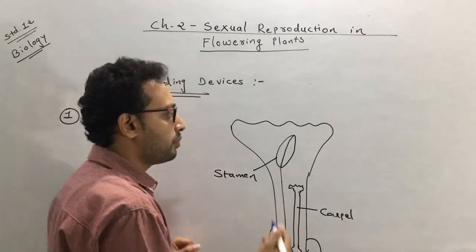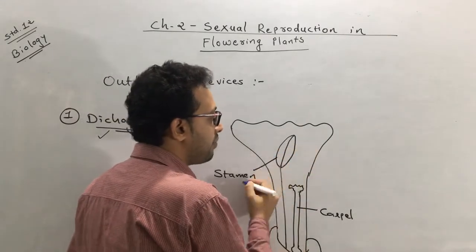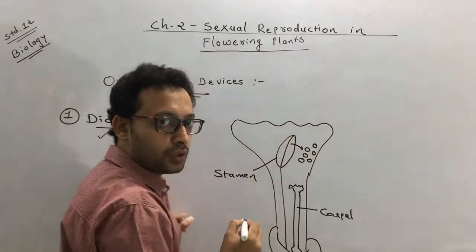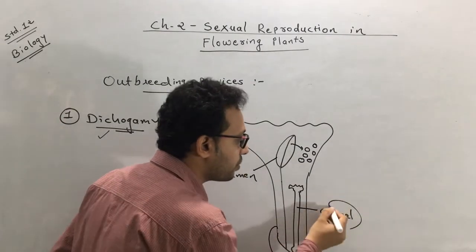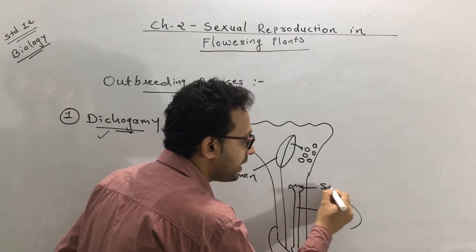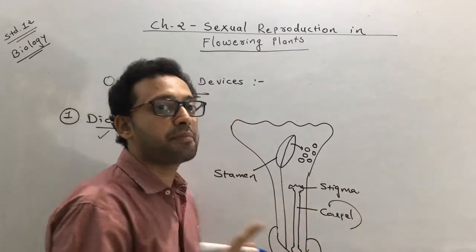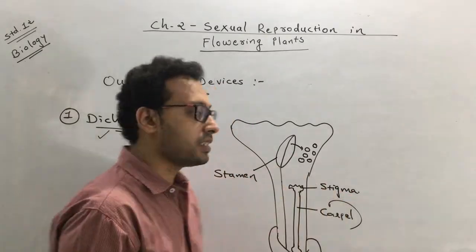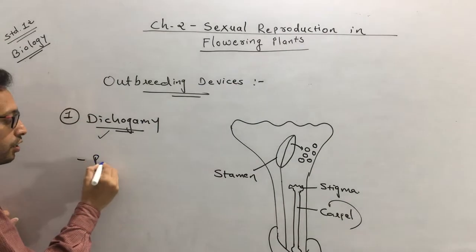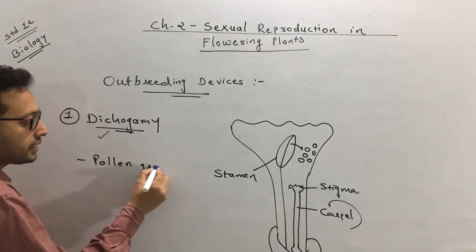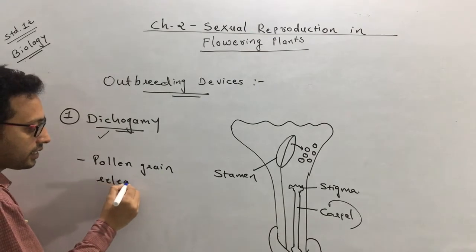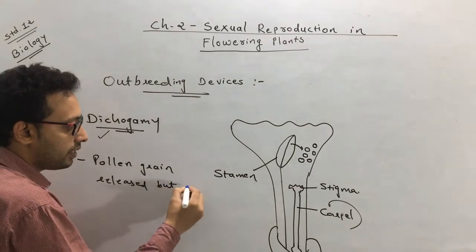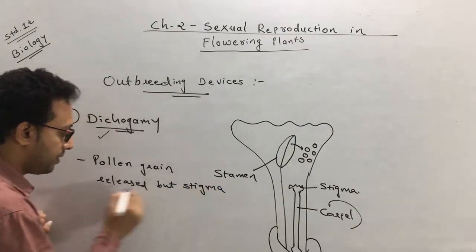Let's take one example. Suppose this stamen becomes mature, so it starts to produce pollen grain. Pollen grain is produced, but here this carpel is not mature. So the stigma of this carpel does not become receptive, meaning it is not capable of accepting a pollen grain. So this is the first case, where pollen grain is released when the anther becomes mature or the stamen becomes mature, but the stigma is not receptive.